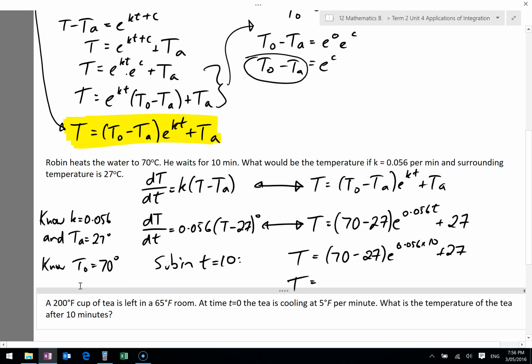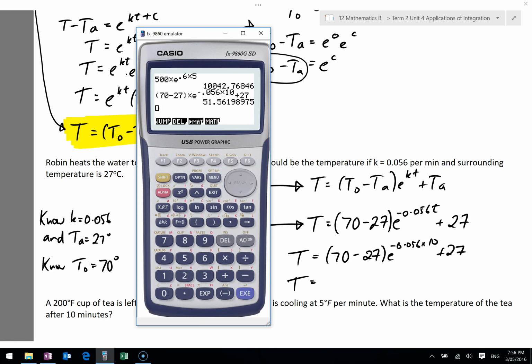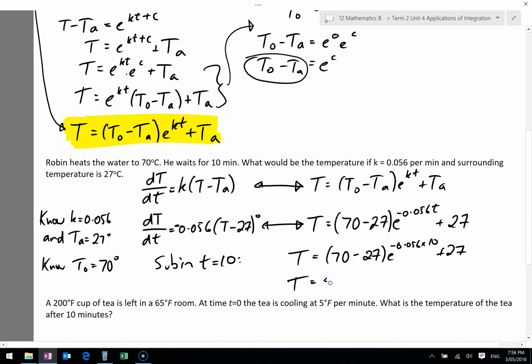I made a small error here, because the ambient temperature is less than the initial temperature. It's going to be cooling all the time. So since my k value is 0.056, it should really be a negative in here. Okay, and a negative there, and a negative there to show that it's decreasing, similar to those other differential equations. So with the negative in there, I get 51.56 degrees.